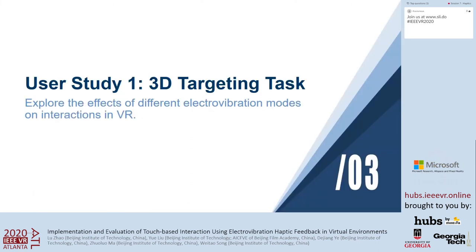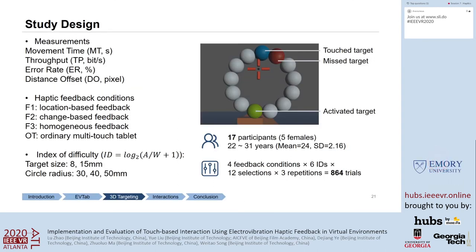We executed a Fitts' law task to explore the effects of different electro-vibration modes on interactions in VR. In this study, 13 target spheres are arranged in a circle and displayed at the same depth in front of participants. The targets are activated and highlighted green at regular intervals along the perimeter of the circle. When the activated target is touched, it turns blue. If the current target isn't touched, the target is highlighted red and recorded as a missed target.